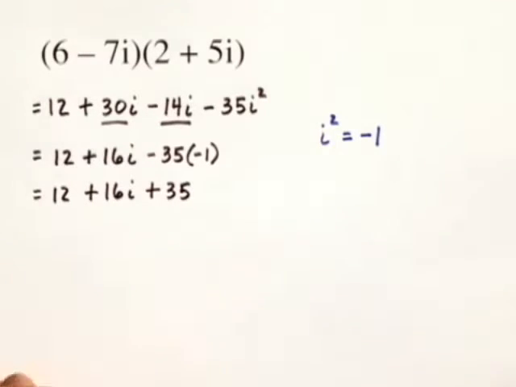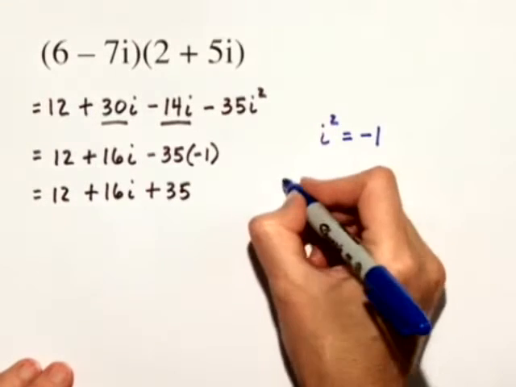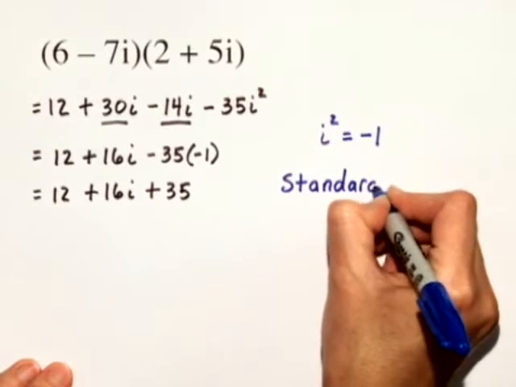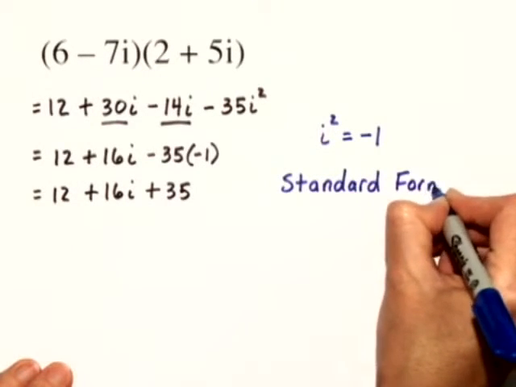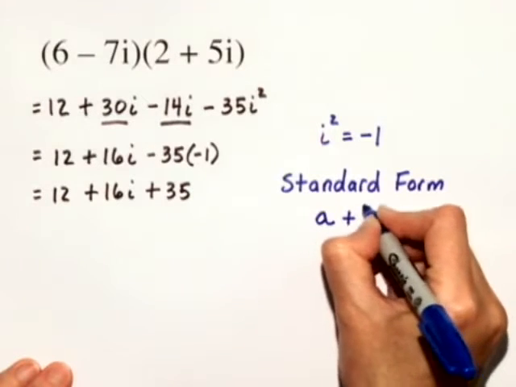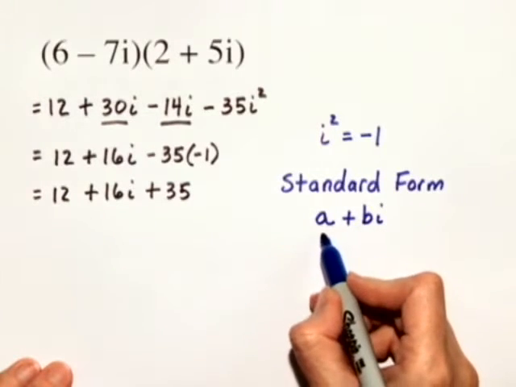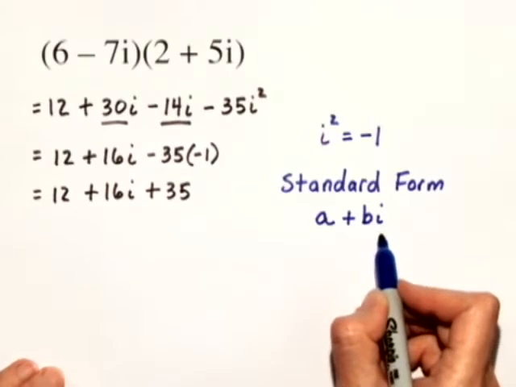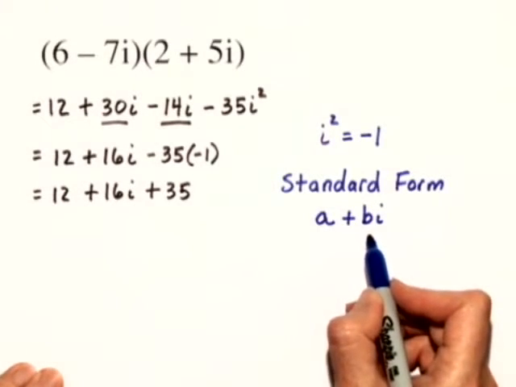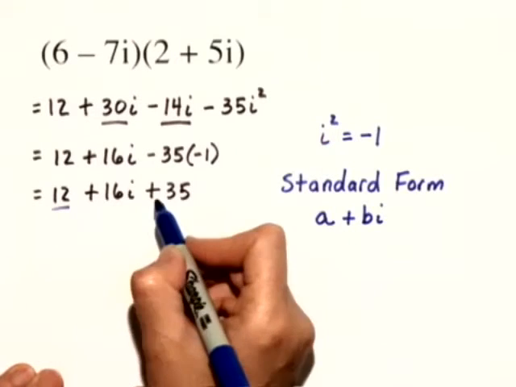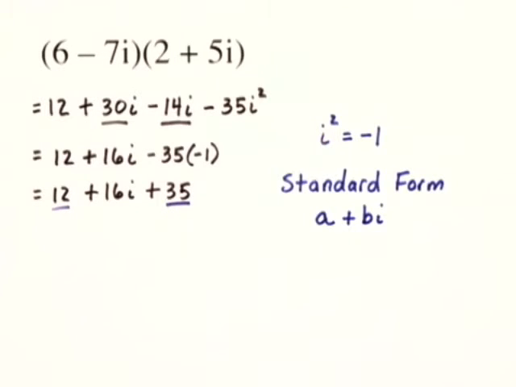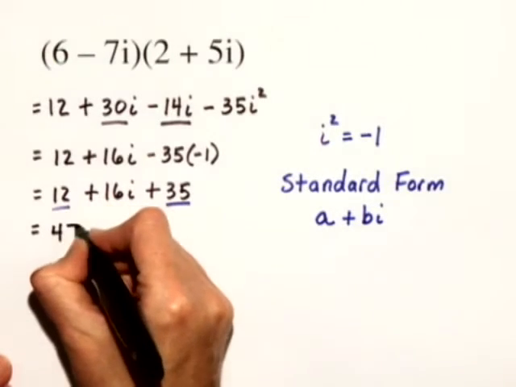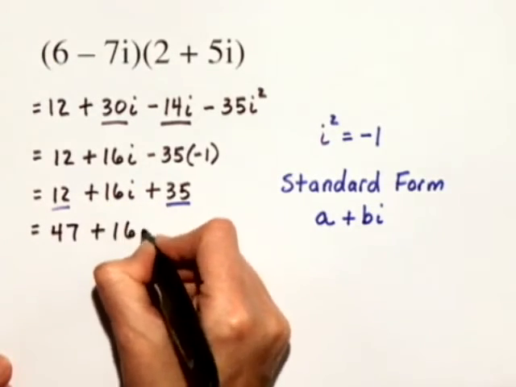Now we almost have it written in standard form. Remember, standard form for a complex number looks like this. We have a plus bi, where a is the real part of our complex number and the bi represents the imaginary part. So in order to write this in a plus bi form, I just combine the 12 and the 35, and I get a total of 12 plus 35 is 47 plus 16i.